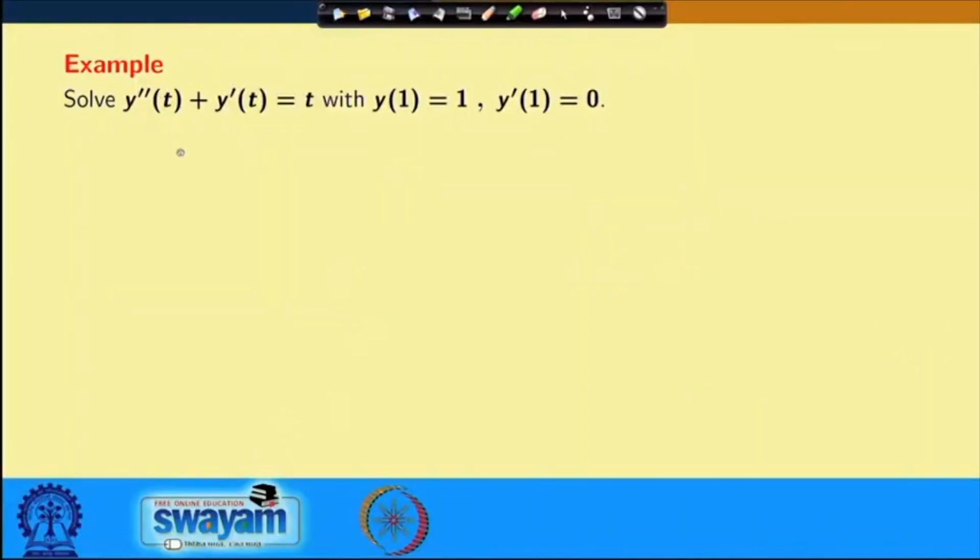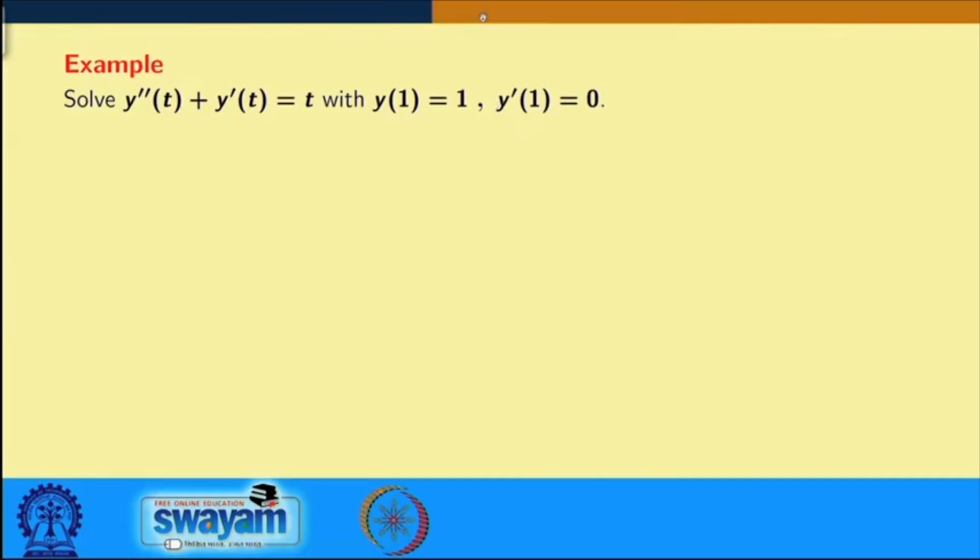So, in this lecture we will see what are the solution processes of various other types of ordinary differential equations and what kind of problems we may face. You see this problem now: y double dash t plus y dash t equals t, with y(1) equals 1, y dash (1) equals 0.